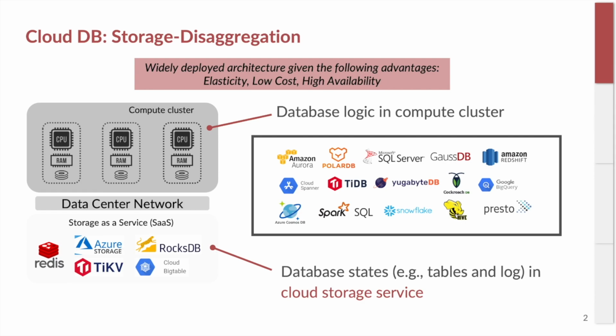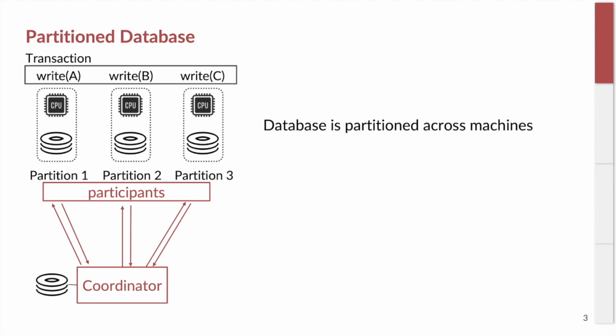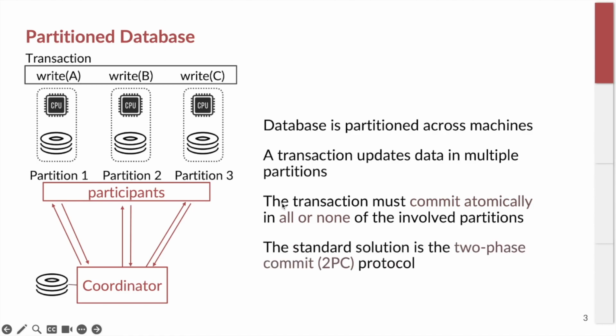To this end, this architecture is widely deployed in modern OLAP and OLTP systems. In a distributed database, the data is typically partitioned across different machines, and a transaction may update data in multiple partitions. When it comes to commit, the transaction must make sure the updates are applied in either all of the involved partitions or none of them. And a standard solution to this is two-phase commit, which is also called 2PC for short.